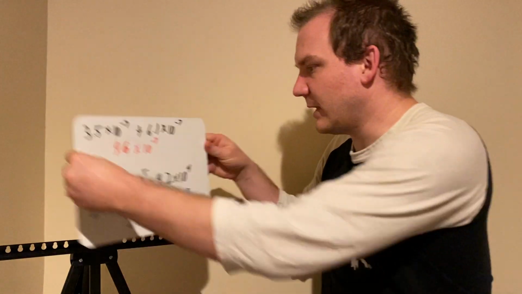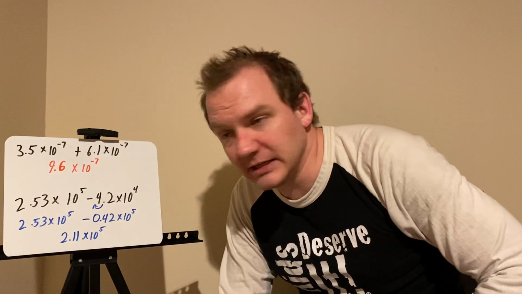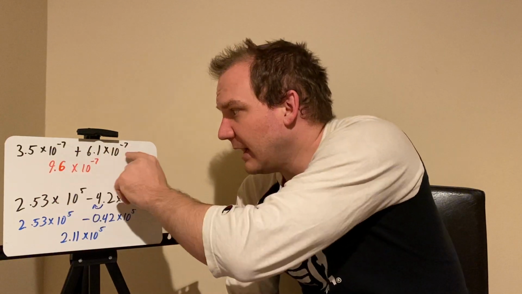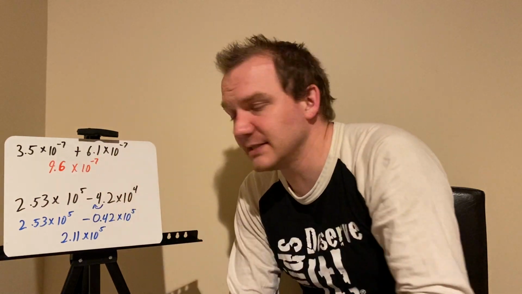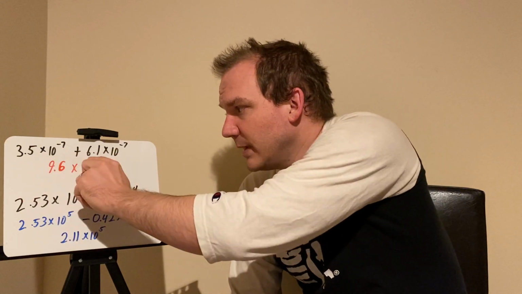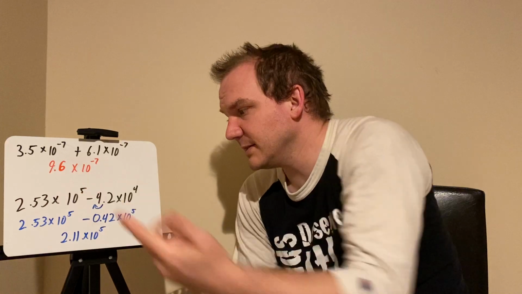Now, not quite finished because I want to talk about adding and subtracting. So I can add and subtract numbers in scientific notation. You first want to make sure you have the same exponent. So you've got to make sure that your power of 10 is the same to both add and subtract. In this case, it is. So then you just add your mantissas, 3.5 plus 6.1, 9.6 times 10 to the 7th.